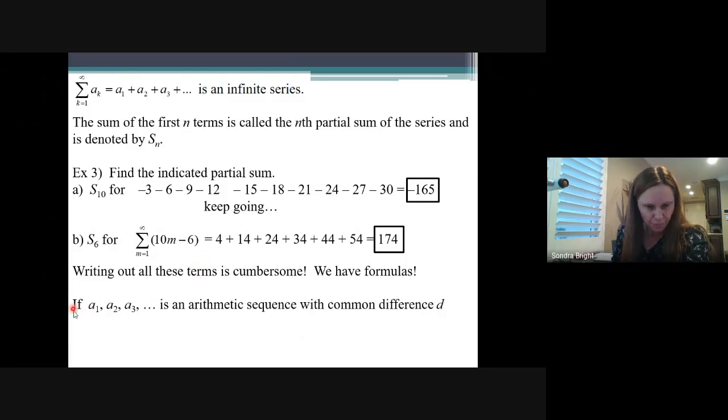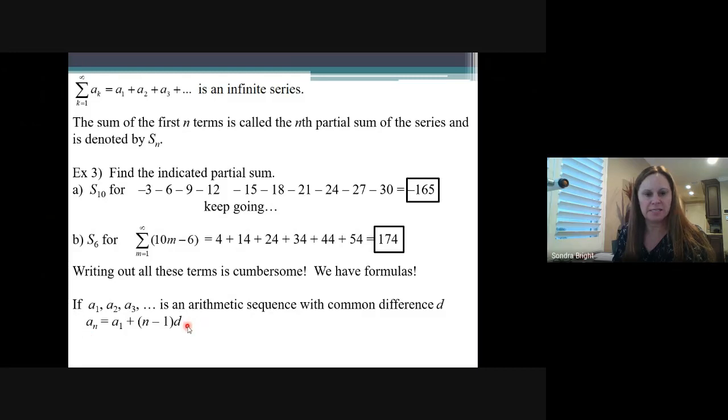So if the sequence a1, a2, a3 is arithmetic, meaning you add the same number to get to the next one, like this first one was arithmetic. Ooh, so was the second one. This was a minus 3, this was a plus 10, right? So both of these were arithmetic. So if it's arithmetic with a common difference d, remember that your nth term is equal to the first term plus n minus 1 times the common difference. That's how you get the nth term of the sequence.